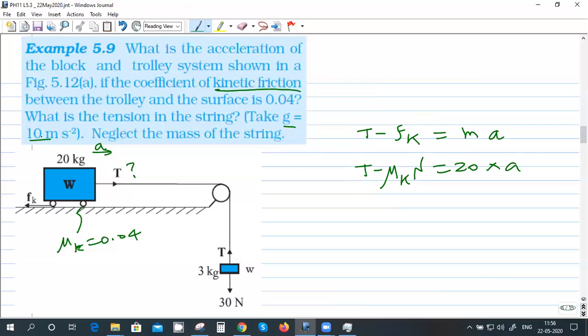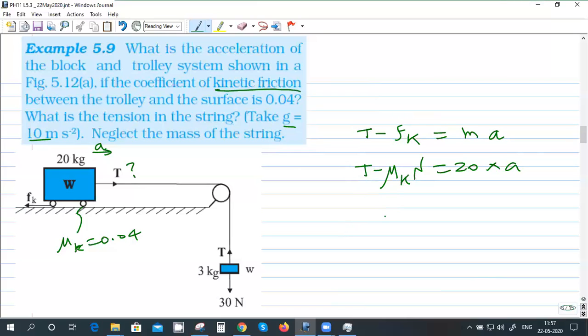Sir, tension is 27 Newton. How did you find out? Sir, by the method you are doing only. Yeah, but you have to see there are two unknowns. Now acceleration is not known, so you have to find acceleration.